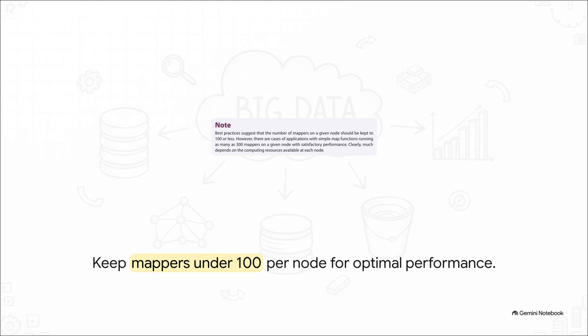Because these nodes are built on commodity hardware, best practices suggest keeping mappers on a given node to 100 or less. You really want to minimize resource strain and prevent the node from crashing. So, just a quick micro recap for you. Hadoop is the framework that allows you to scale out. HDFS handles the distributed storage, and MapReduce handles the distributed processing by actually sending the program to the data.